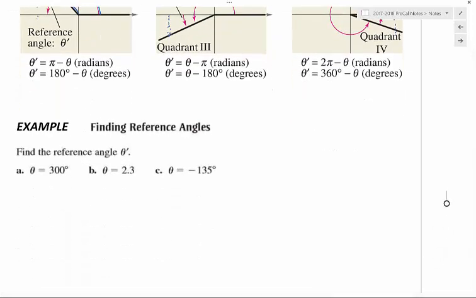So find the reference angle for each of these angles. So for 300 degrees, my theta prime, which is the reference angle, would be 60 degrees.